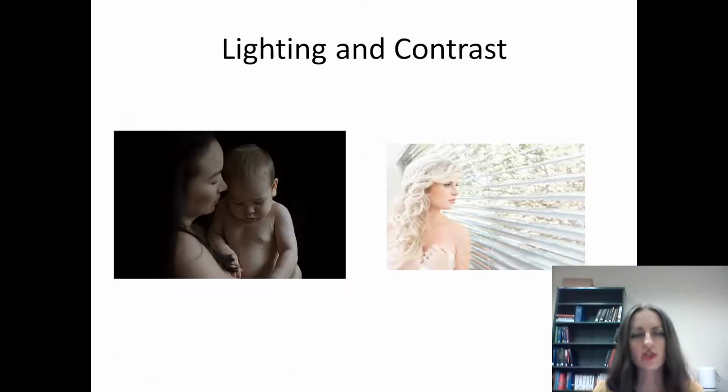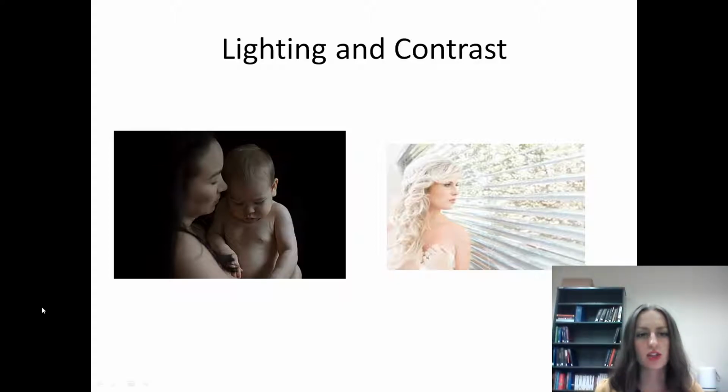Okay, lighting and contrast do a lot for communicating mood or emotion too. So here we have two images. This one right here is called low-key lighting, right? It's darker, it's more somber. The effect is to make the image feel muted or quieter or more somber or serious.